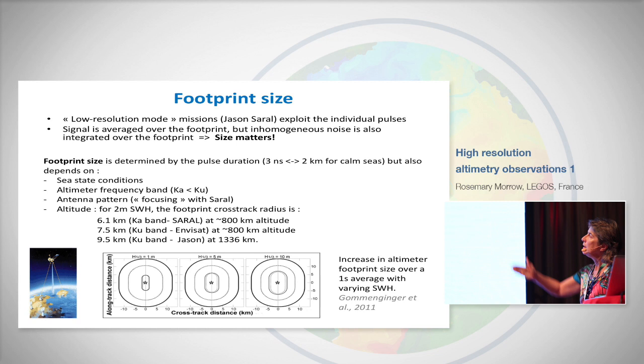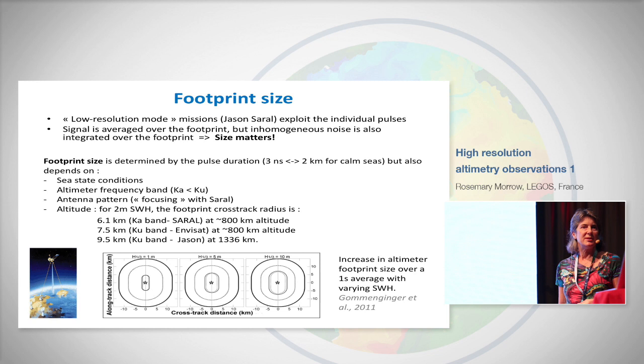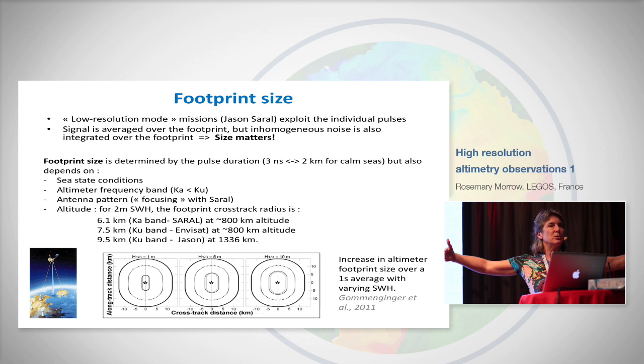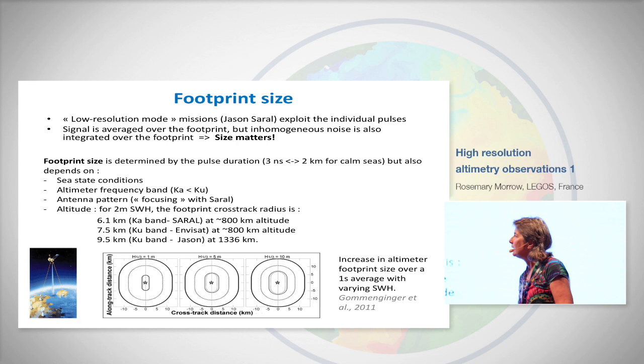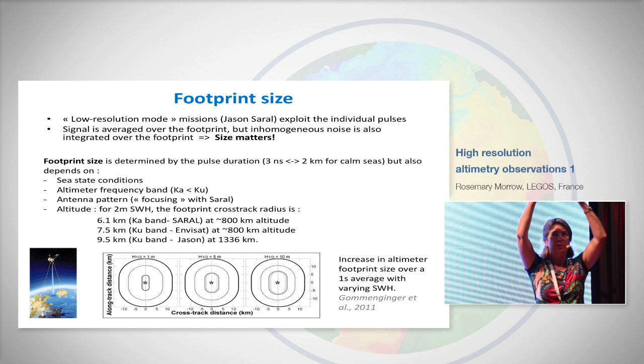Pierre-Yves had introduced the footprint size, and footprint size is determined by the pulse duration, but it also varies with sea state. If you've got bigger wave conditions, then your footprint size will be increasing. Ka band for SARAL has a smaller footprint size than Jason or Envisat. And then the altitude helps as well. If you're higher up, your pulse will be coming down and giving you a larger footprint.